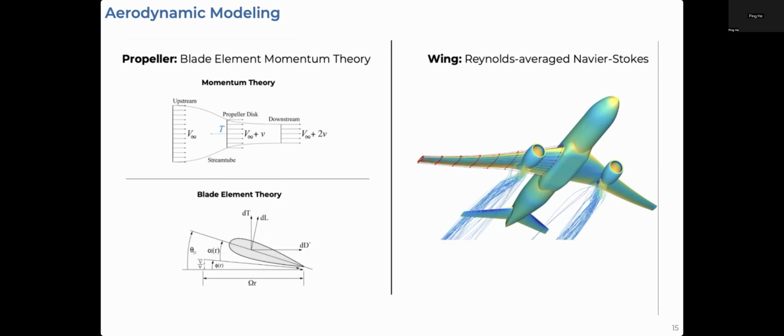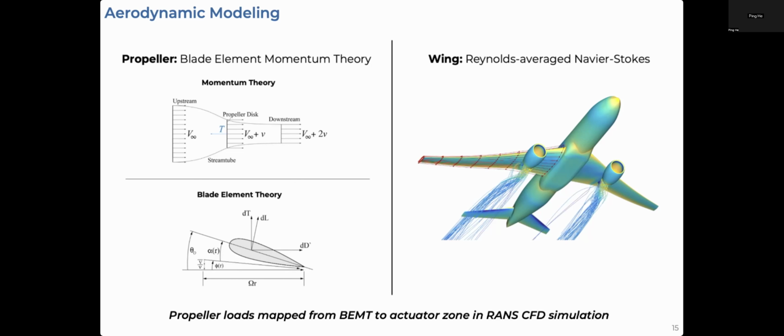To highlight how this aerodynamic modeling is done, for the propeller, we use a mix of momentum theory and blade element theory, known as blade element momentum theory, where momentum theory considers the propeller as just a stream tube with the propeller being a disk. And blade element theory uses information from that disk and stream tube to compute sectional loads for thrust and drag. For the CFD simulation of the wing, we used Reynolds-averaged Navier-Stokes with DAFoam. The propeller blade loads are mapped from BEMT to the actuator zone in the RANS CFD simulation.